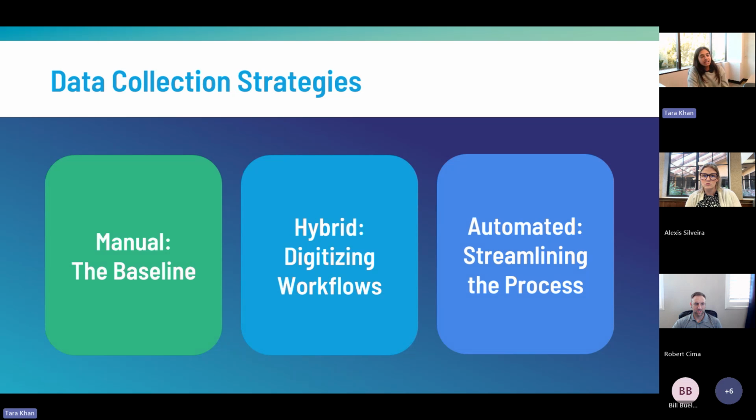All right, so we're going to touch on 3 data collection strategies in this session. The first is manual data collection. So that's the baseline. A lot of folks are already doing that. Then we're going to be talking about hybrid data collection. So yes, there's still manual entry involved, but we're digitizing these workflows in a way where we can do a level of manual entry in a digital interface that can feed into something else. And then finally, we're going to talk about new tech and future tech. It's already happening in some cases, but it's still pretty new. So automated data collection, streamlining that process and reducing that manual entry as much as possible.